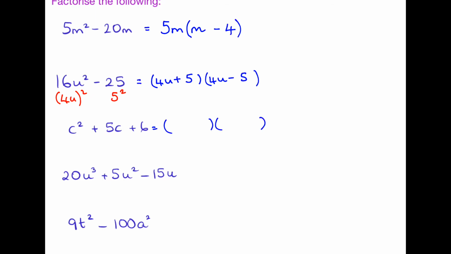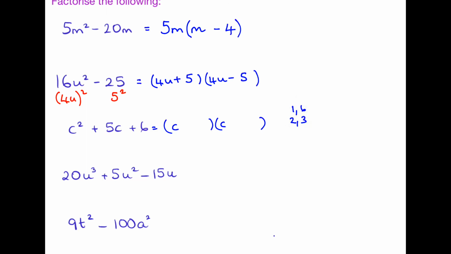So first of all, the first terms in the brackets have to make the first term in your expression, so we can fill them in to start with. We've done lots of practice at this recently. That needs to be a c and a c. Then we write down the factors of the third term. So our third term is 6. So we write down the factors of 6, and we must write them down in pairs.